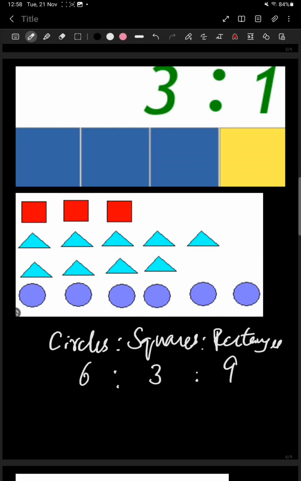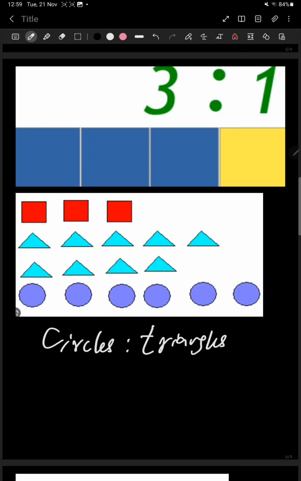We can also write the ratio of only two shapes. For example, we are supposed to write only two. Circles to squares. So what is the ratio of circles to squares? This is 6:3. And if we are asked the ratio of circles to rectangles, how will you do it? First we will write circles. Circles are 6 and the rectangles are 9. So in this way we will write the ratio.